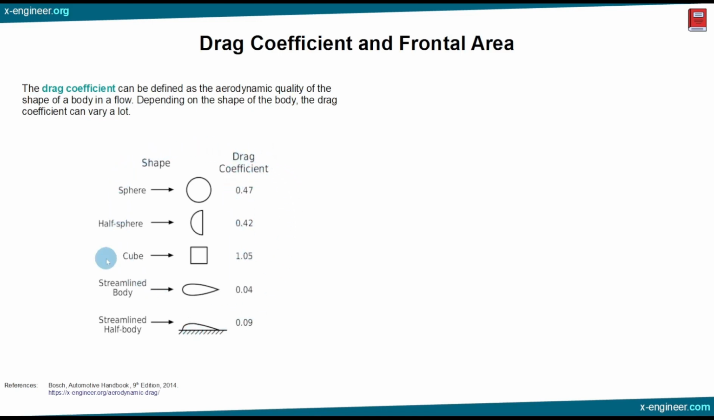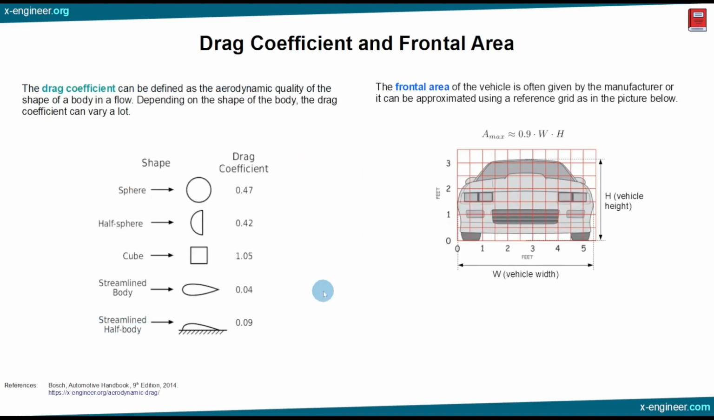Ideally, to minimize the aerodynamic drag force, the body of the car should be as close as possible to a streamlined body. The frontal area of the vehicle is often given by the manufacturer, or it can be approximated using a reference grid as in the picture below. One way of calculating the frontal area is by multiplying the width of the vehicle with the height and also with the coefficient 0.9, which represents the fact that the shape of the transversal area is not an exact rectangular area.